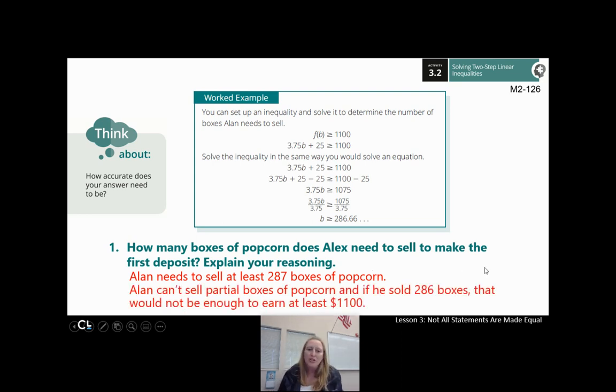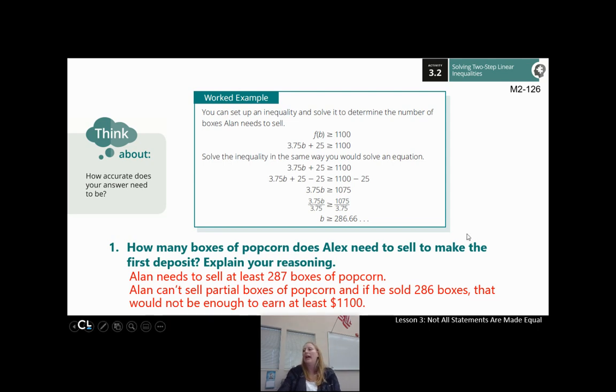Alan can't sell partial boxes of popcorn, and if he sold 286 boxes, that would not be enough to earn him at least $1,100. So I guess we've got to round that up to 287.